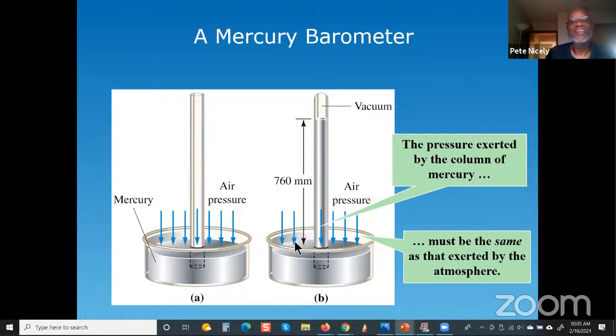Basically what this is saying is that 1 atmosphere, which is the pressure of the atmosphere that is exerted on the surface of the mercury here, will be equal to the pressure exerted by a column of mercury which is 760 millimeters high. So that's where we get that particular unit from, okay? So that's where we get 1 atmosphere is equal to 760 millimeter mercury. So that's how the mercury barometer works, all right?